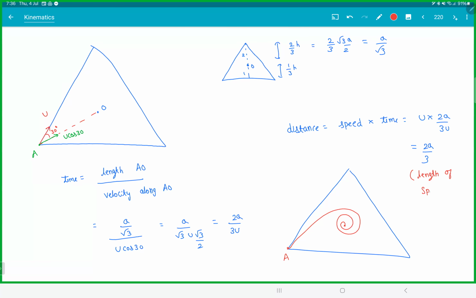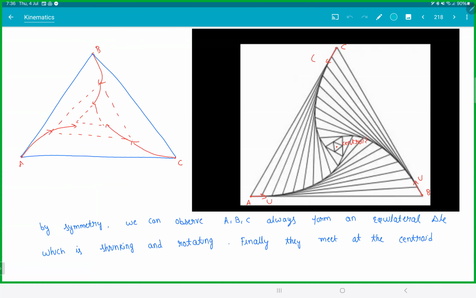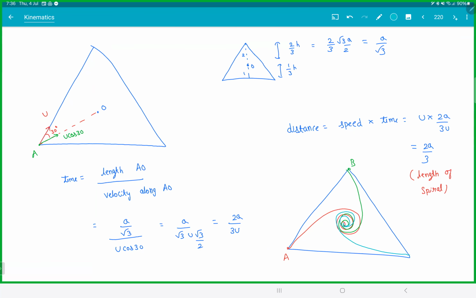So the total length of that spiral A is going on looks like this. If you draw for B, B also would look something like this. If you draw for C, C also would look something like this. That is how all three are chasing each other, meaning this was the path I was showing you. As they get closer and closer, they rotate faster and faster. Please have a look at the idea there. That is the main idea.